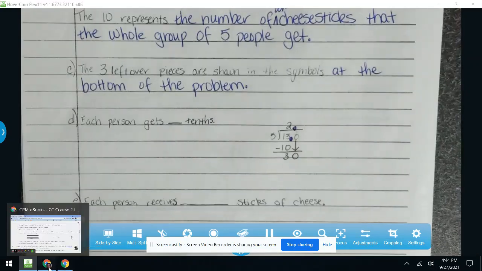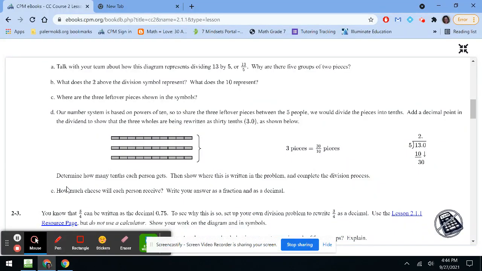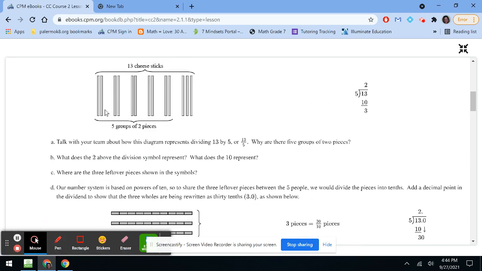So it says, determine how many tenths each person gets. Then show this written in the problem using the division process. So to determine each of the tenths each person gets, again, I can see up here in this group where we had the 5 pieces of 2.